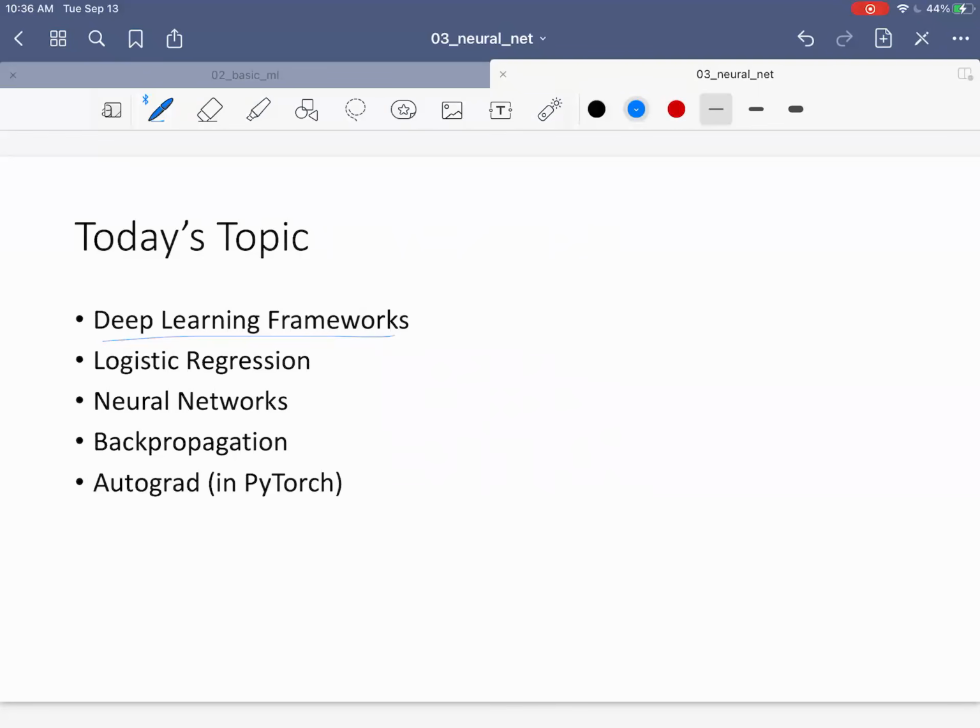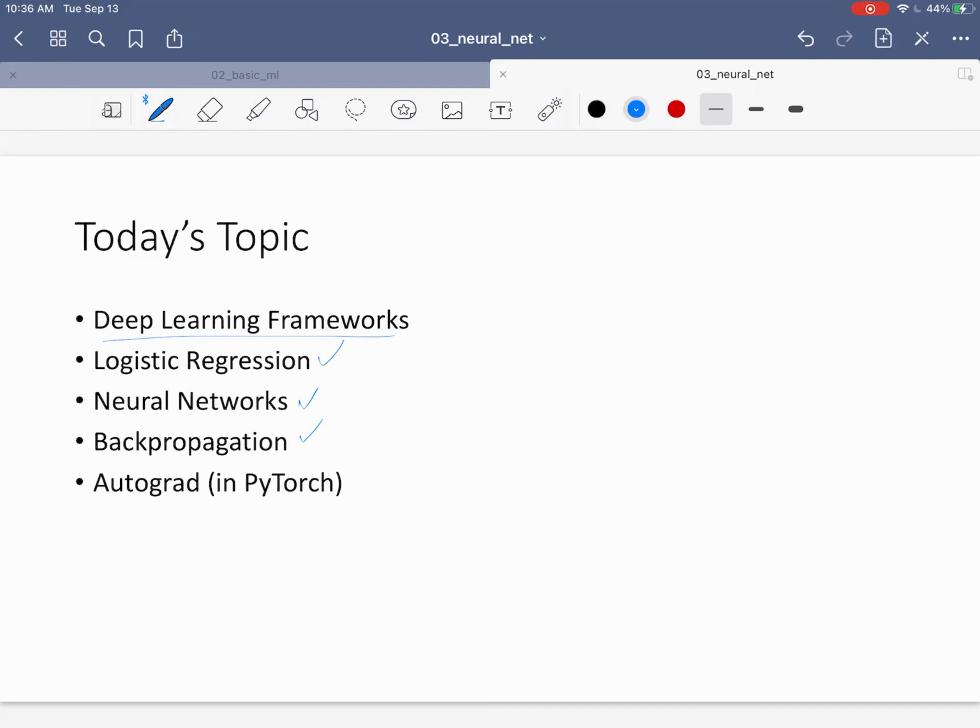This will be just some of the frameworks that are popular out there. And then we'll start with logistic regression and then start adding one hidden layer to logistic regression and make it into a neural network, which is usually called a multi-layer perceptron, MLP, or simply a feed-forward neural network. And then how to train it with backpropagation, because we still need to optimize the model.